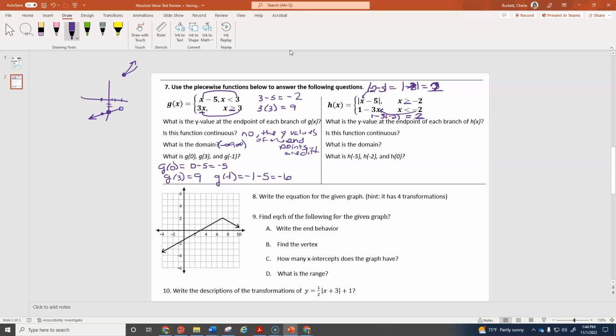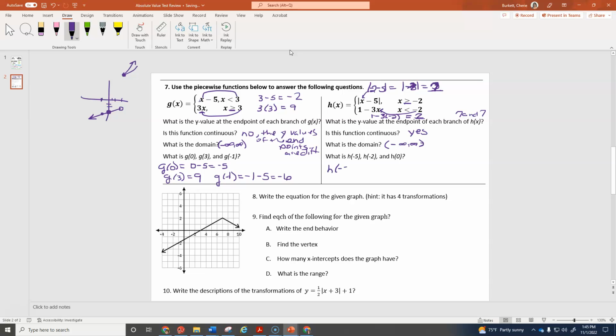So what is the y value from inputting into each branch? 7 and 7. So is the function continuous? Yes. Why? Because I got 7 on both branches. What is the domain? The domain is going to be all real numbers. Why? Because these two numbers are the same. If there was a gap in the two numbers, then I would have to check and make sure that the gap doesn't overlap. If it does, then it wouldn't be a function. And then I'm just going to plug in these numbers.